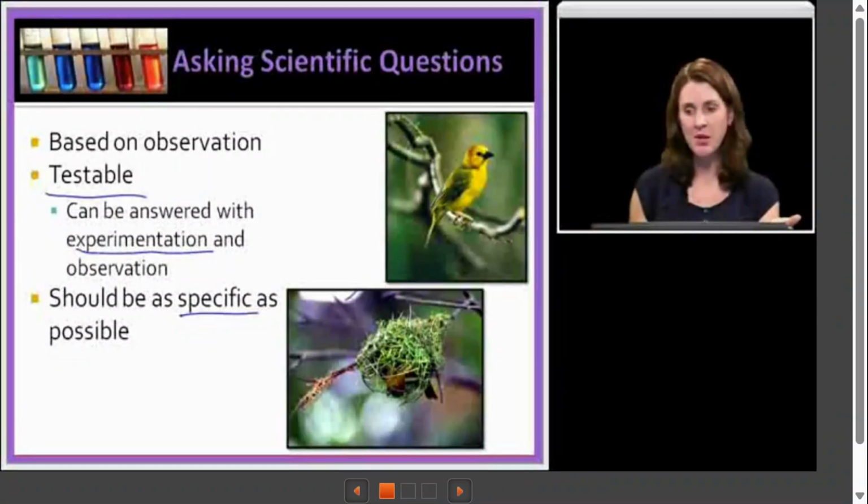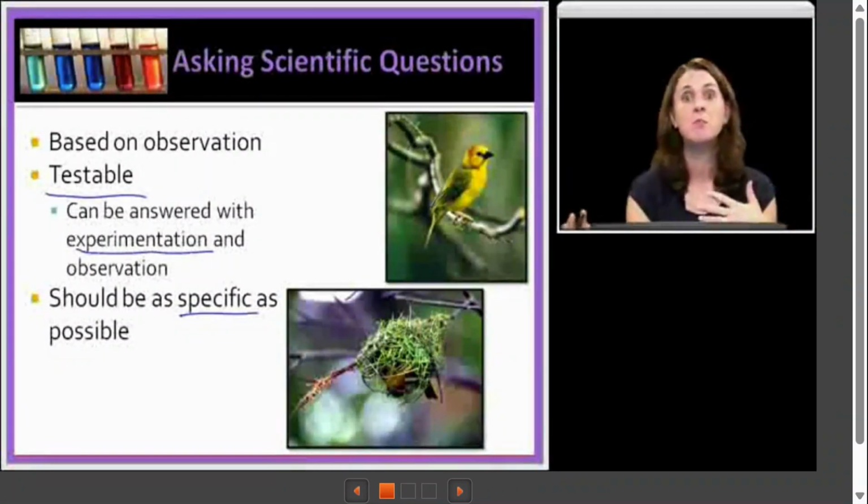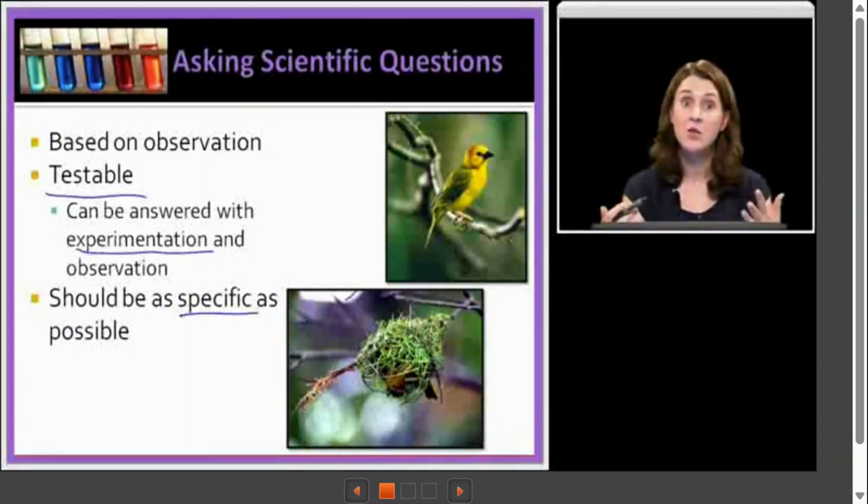So for example, let's say you're observing some birds and they're building a nest. So that's your observation, but when you're coming up with your question about that observation, you may need to do some research so you can narrow down your question.